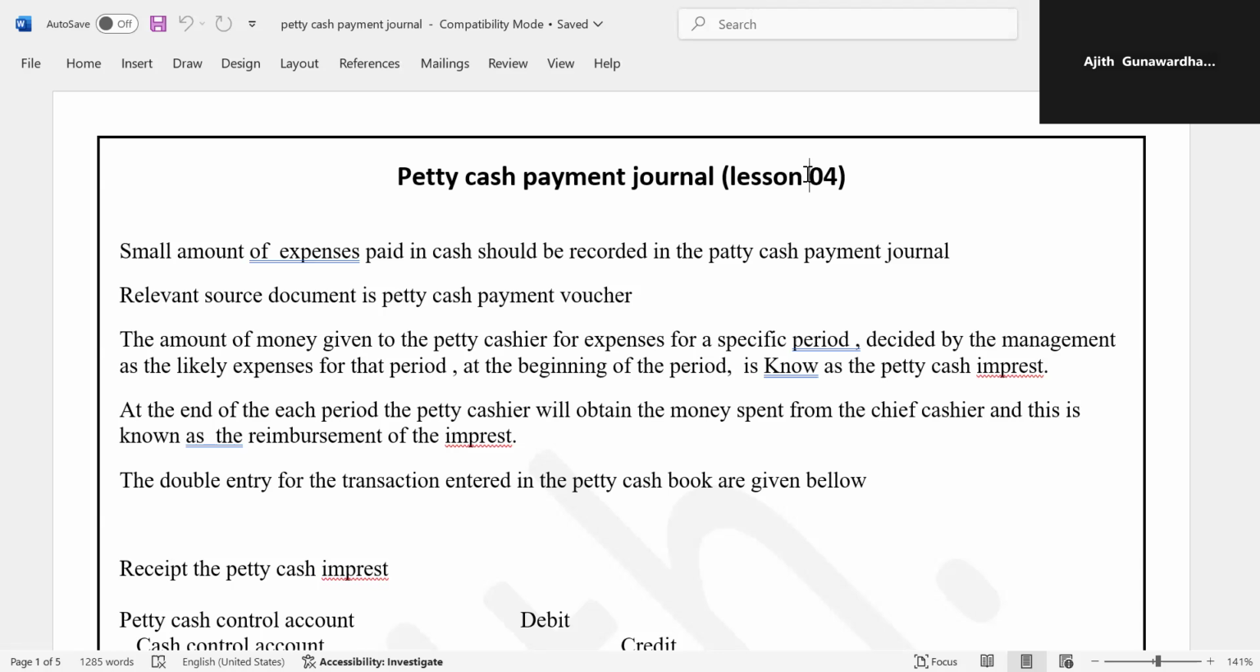Then you have to know the relevant source documents: the petty cash payment voucher. In theory, a small amount of expense paid in cash should be recorded in the petty cash payment journal, and the relevant source document is the petty cash payment voucher. Therefore, you have to know how to record each and every transaction in the petty cash payment journal also.